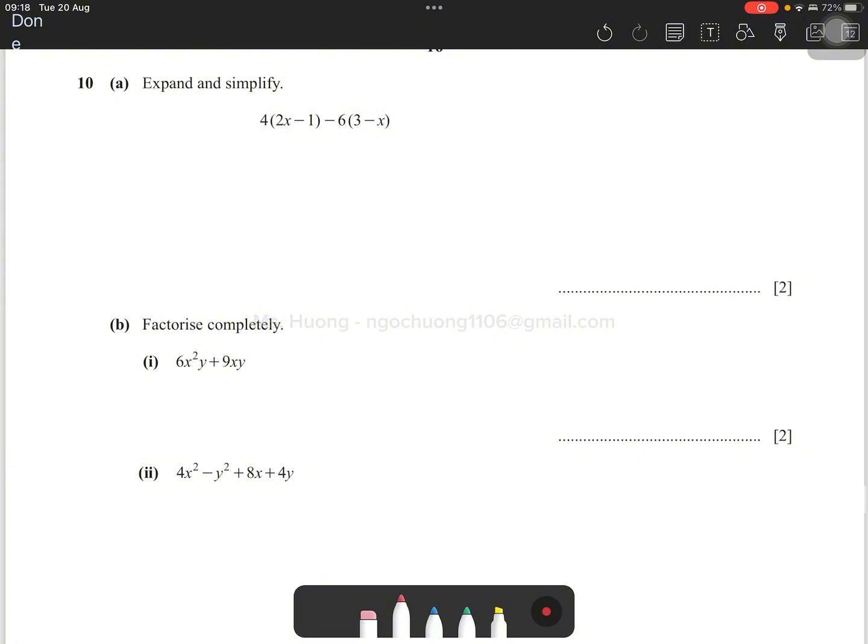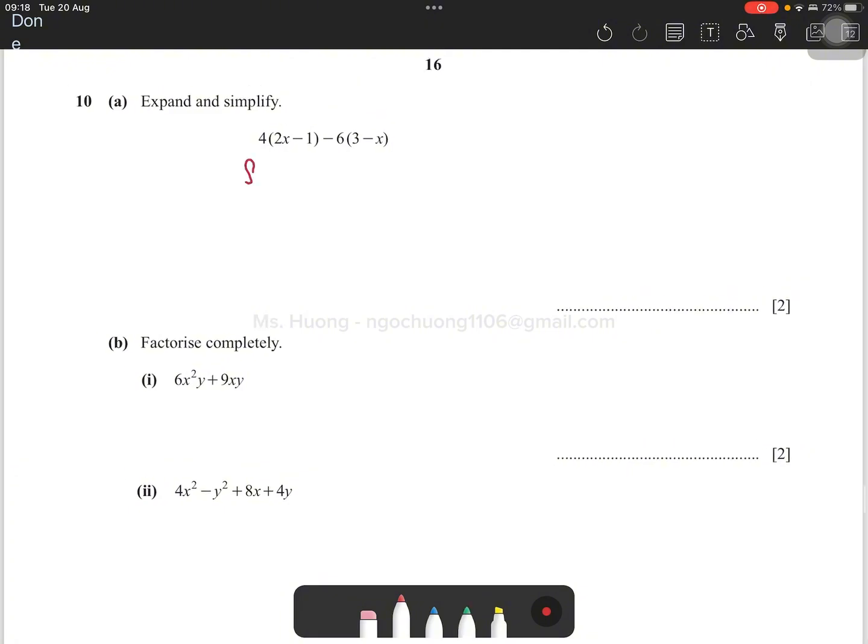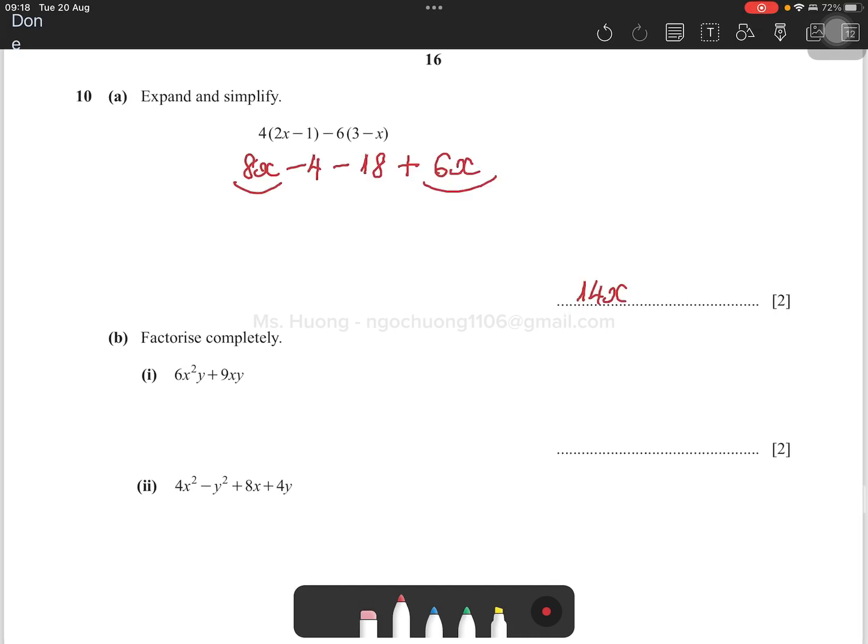Question 10. A. Expand and simplify. 4 times 2x is 8x. 4 times -1 is -4. -6 times 3 is -18. -6 times -x is +6x. 8x plus 6x is 14x. And then negative 4 minus 18 is negative 22.